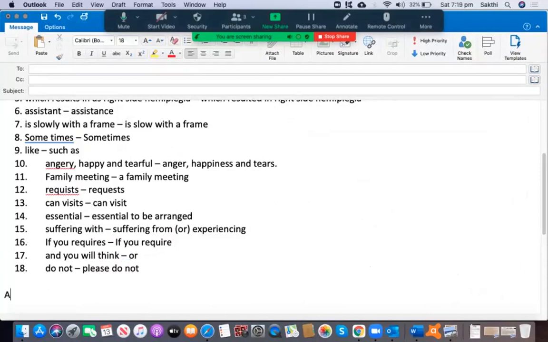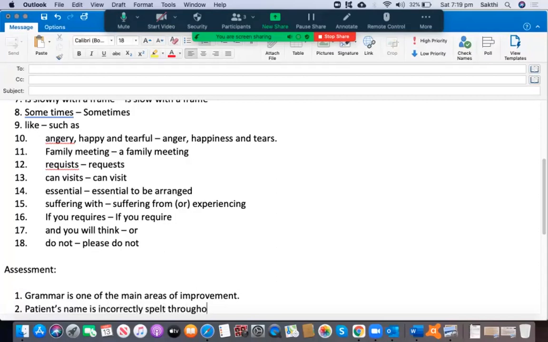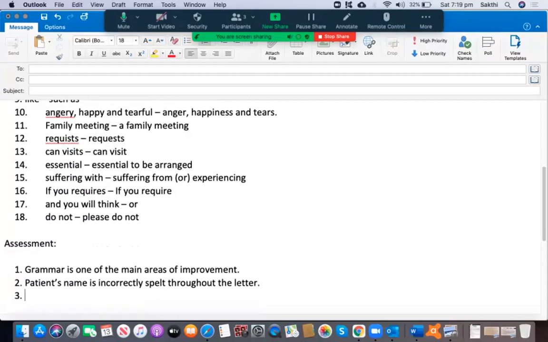All right, let me go through the assessment now. Grammar is one of the main areas of improvement. The patient's name is incorrectly spelled throughout the letter, which is not good. It makes a negative impact on your writing. Spelling is another area of improvement. Whenever you commit any spelling mistakes, please go back and write down the correct spelling at least 20 times. But if you commit the same spelling mistake once again, you have to write it down at least 50 times. It's like a punishment, all right? If you keep on committing these mistakes, it's not good.